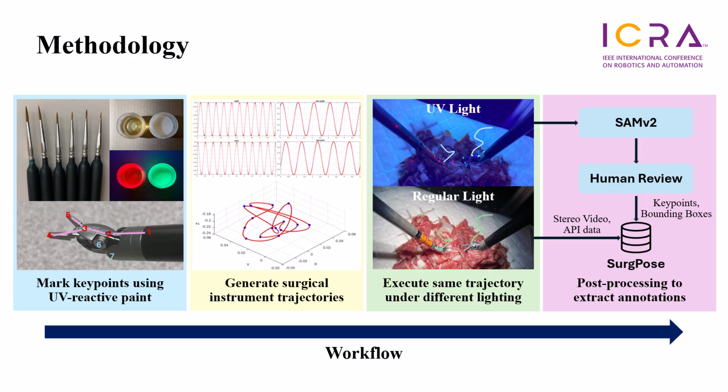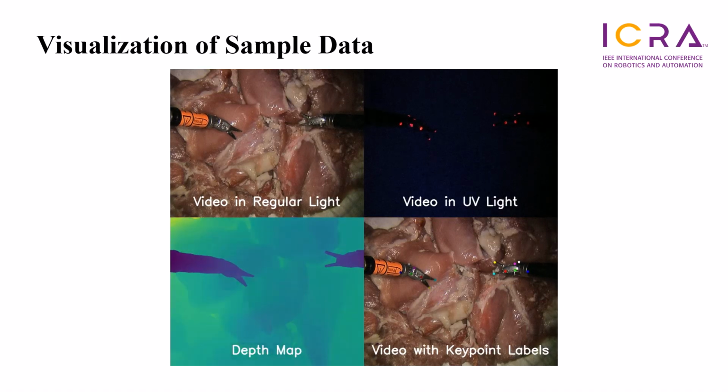We define a workspace and trajectory for each patient side manipulator. After that, we execute the trajectory twice under different lighting using dVRK. In UV light videos, the markers have bright fluorescence, so it's easy to use SAM2 or other segmentation methods to extract the key points' positions.